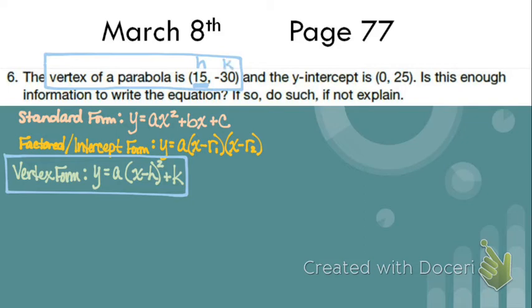H and K is the vertex. Vertex form is awesome because at a glance, I know the maximum or minimum value because it tells me my vertex. All right, so subbing in what they gave me, I have y equals a times x minus what? 15. Close my parentheses, and what do you have to remember to do here? Square it.